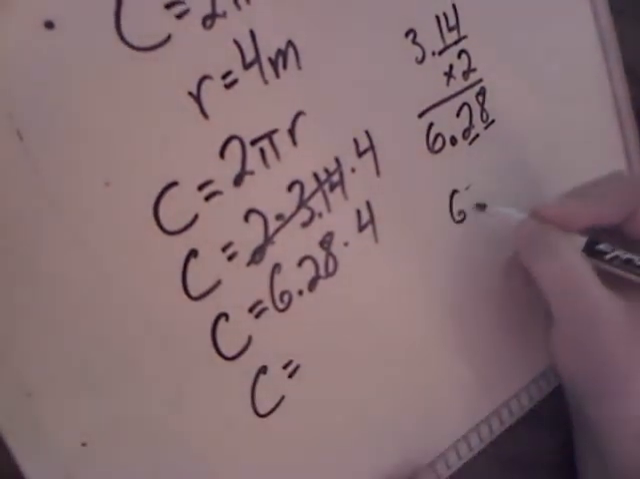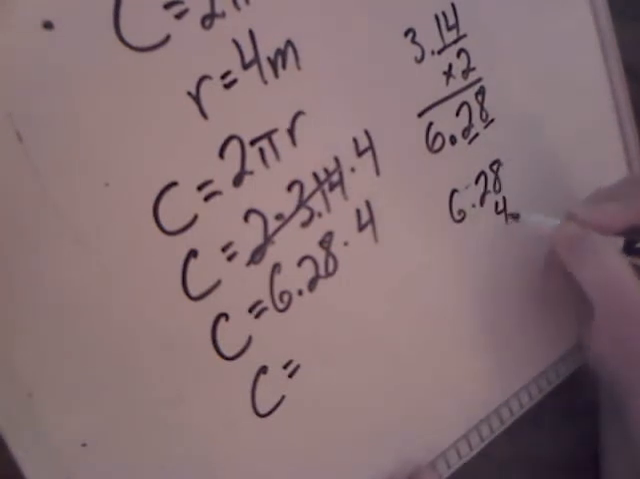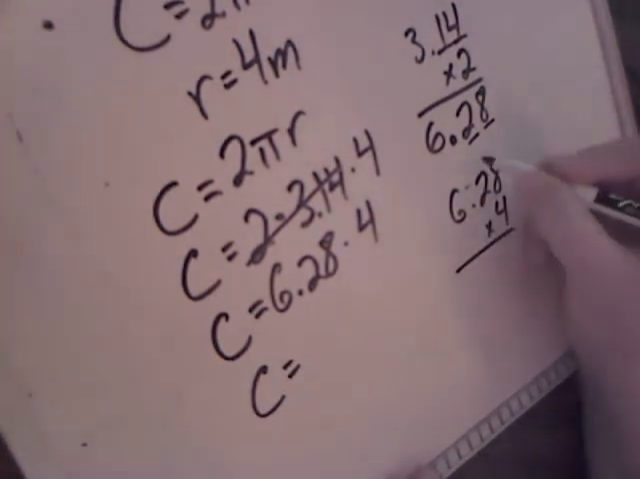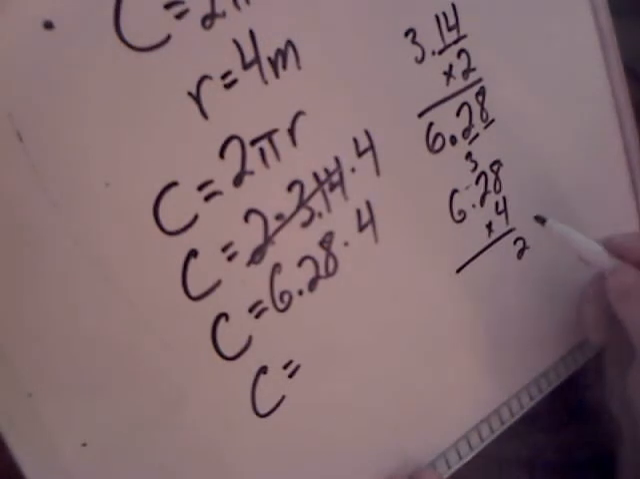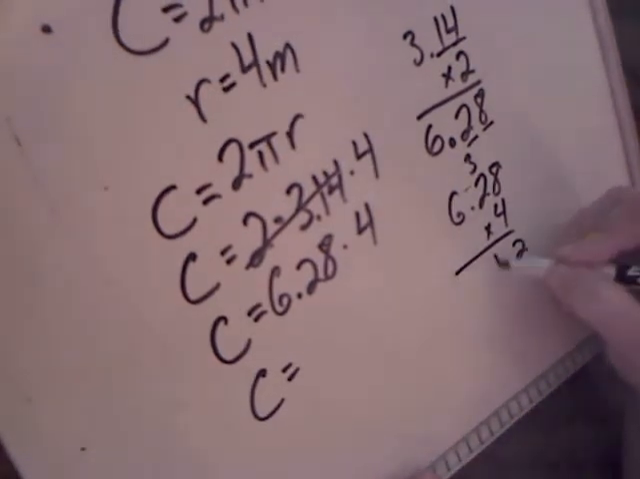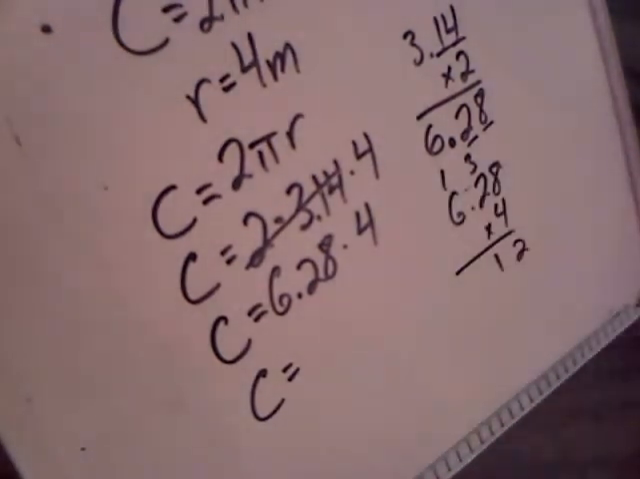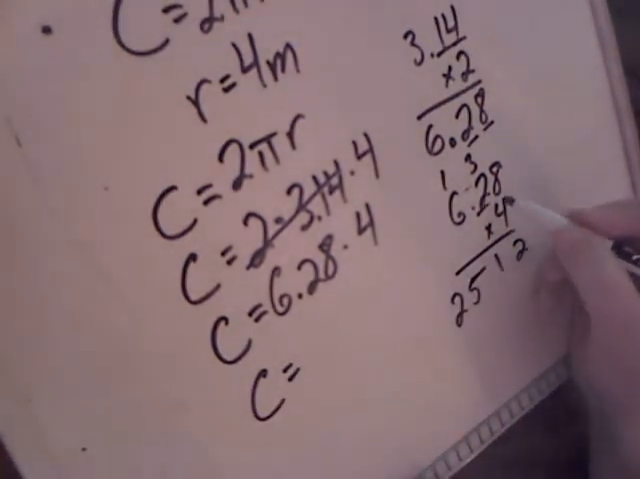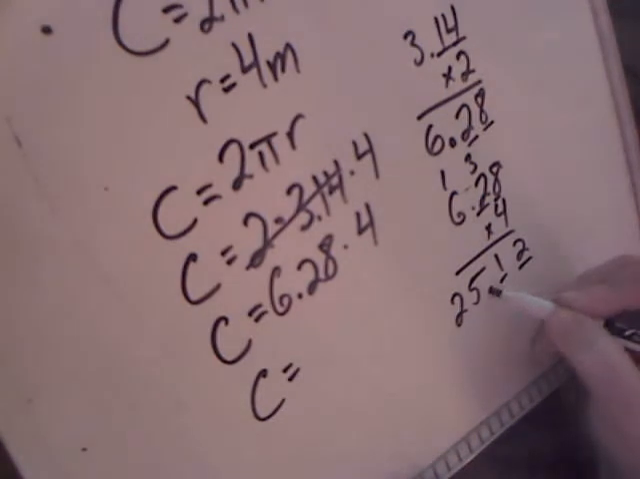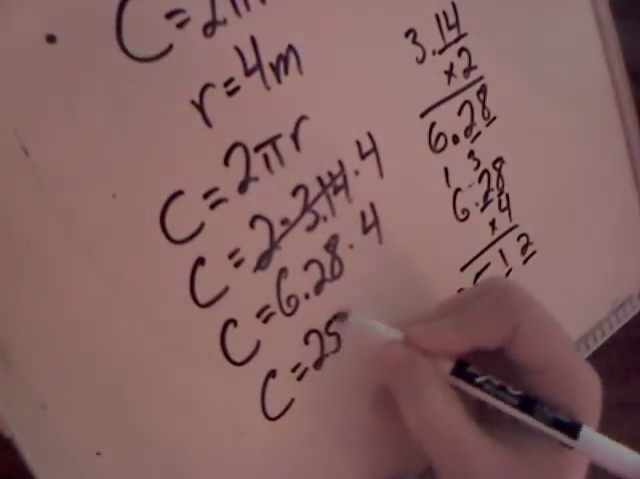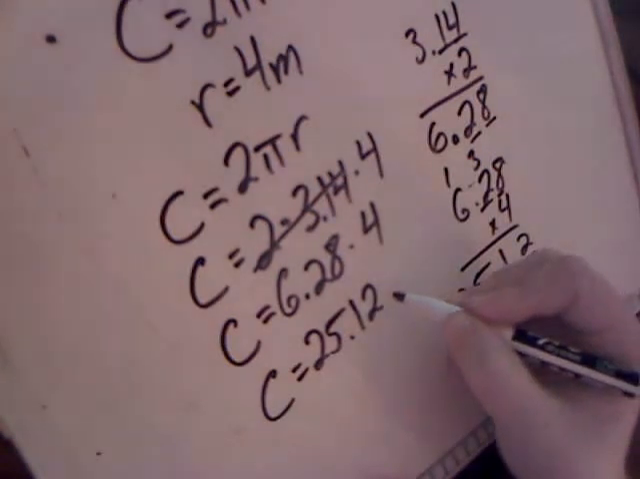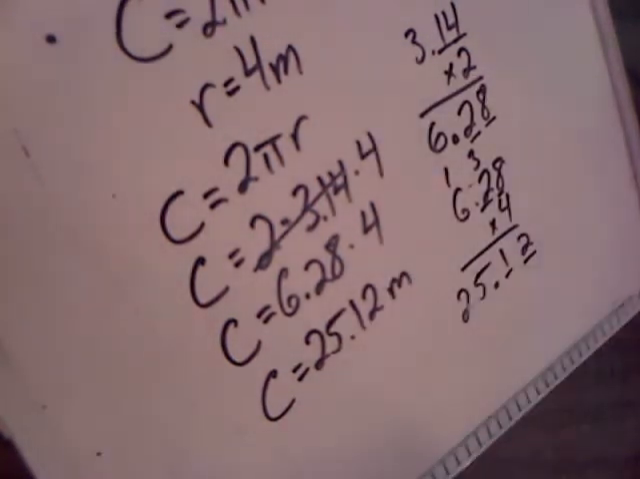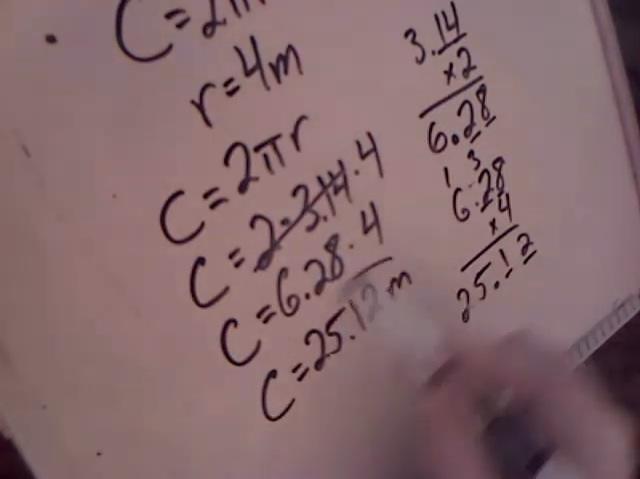So now I'm going to solve that. 8 times 4 is 32. 2 times 4 is 8, plus 3 is 11. 6 times 4 is 24, plus the extra 1 is 25. 2 numbers after the decimal, so my final answer is 25.12 meters. Because this is a one direction measurement, you don't put any kind of 2 or third power, you just keep it as meters.